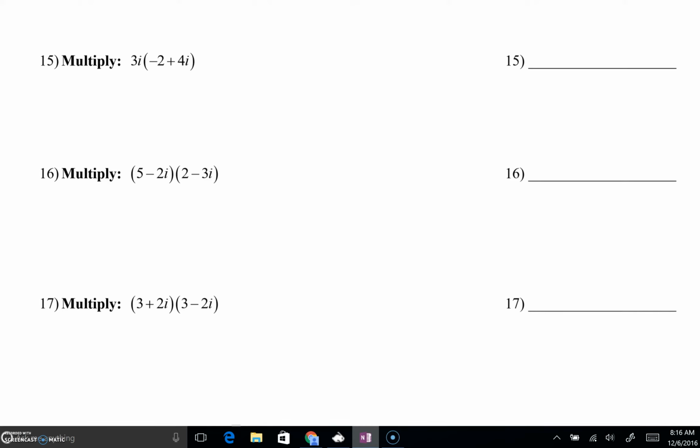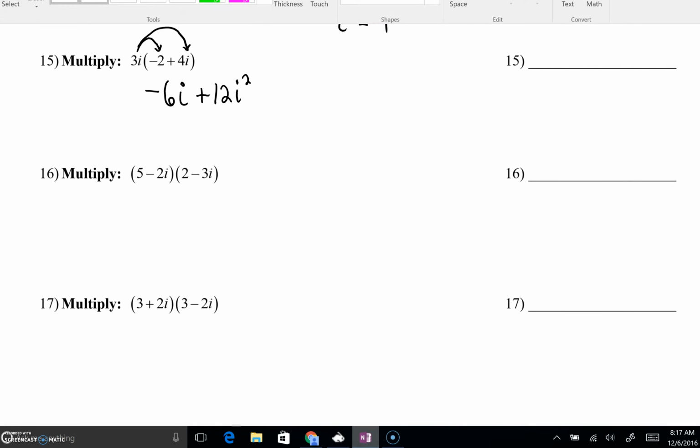For our next video, we will multiply and divide complex numbers. For number 15, this certainly looks like we're going to just distribute. That's exactly what we'll do. 3i times negative 2 is a negative 6i. 3i times 4i will get you 12i squared. Now, what we saw earlier on a previous problem, by definition, i squared is negative 1.